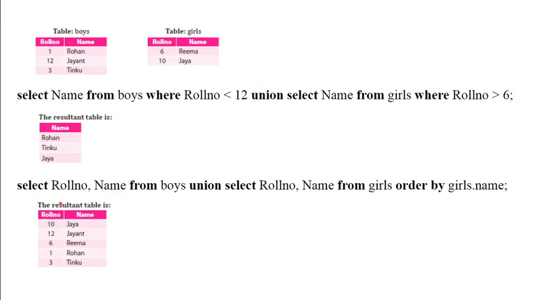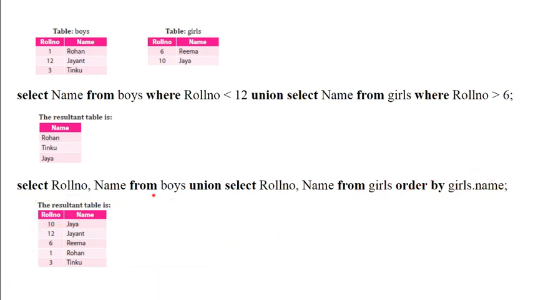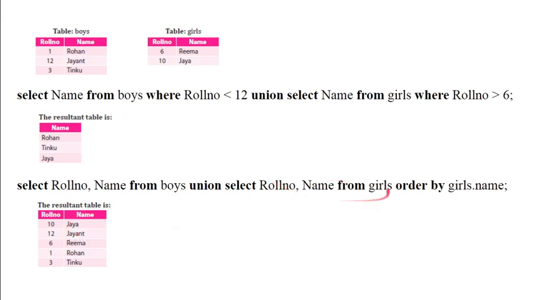The next select statement is: select roll number, name from boys union select roll number, name from girls order by girls.name. Here the two select statements are: in the first, all the boys' names are selected, and in the second, all the girls' names are selected, and then the result is sorted based on the column name.